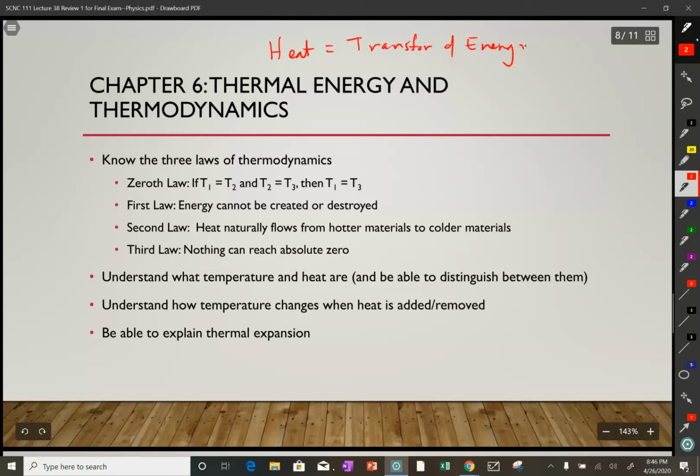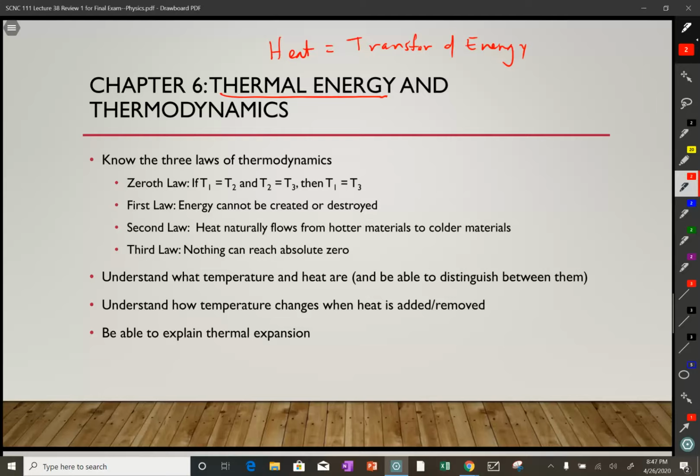So I can be hot, but I don't contain heat. I contain thermal energy. And heat is a transfer of that. So when I am being heated up, there's energy going into my body. When I am cooling down, heat is going out of my body, energy is leaving my body.